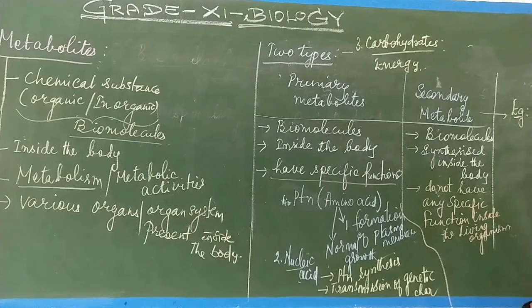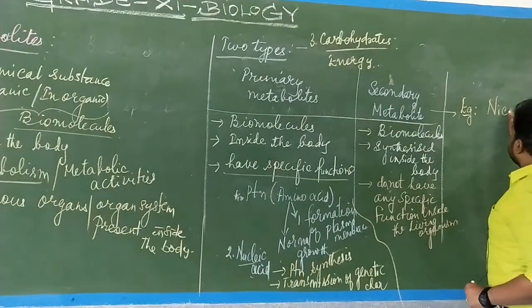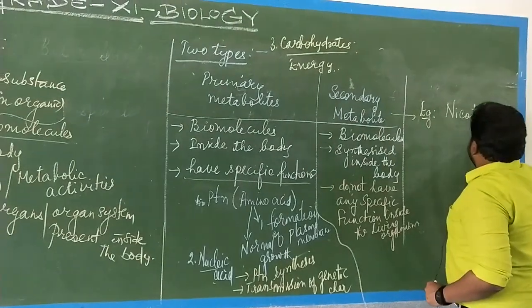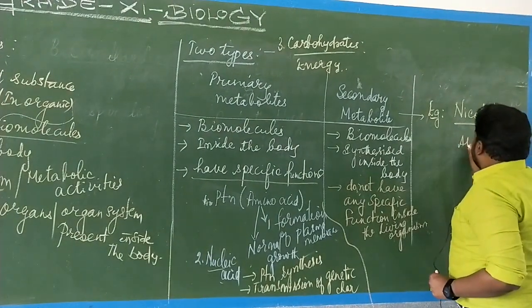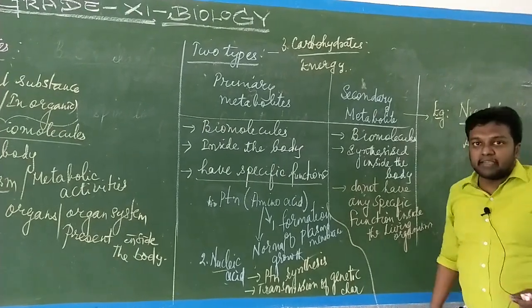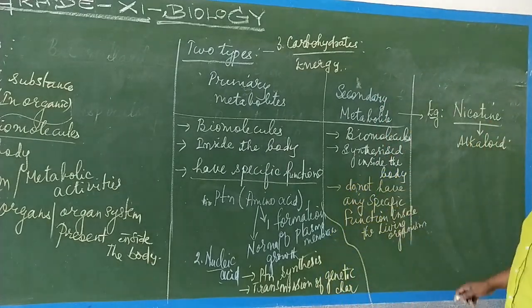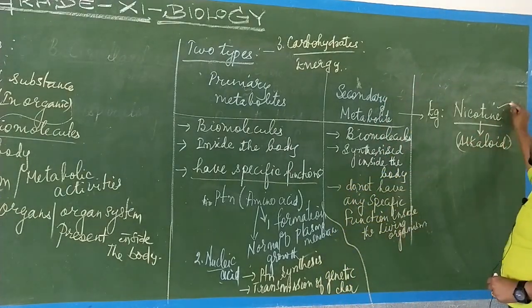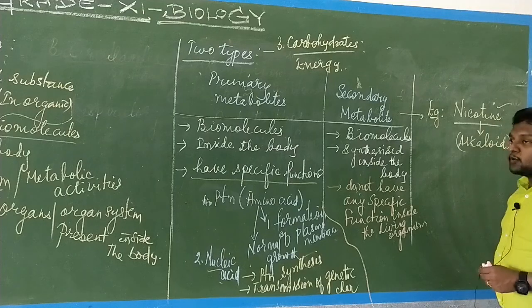Let us take nicotine. What is this nicotine? It is an alkaloid which is produced by the plant Nicotiana tabacum. The alkaloid that comes from the tobacco plant is what we call nicotine. So in the tobacco plant, the alkaloid called nicotine is present.